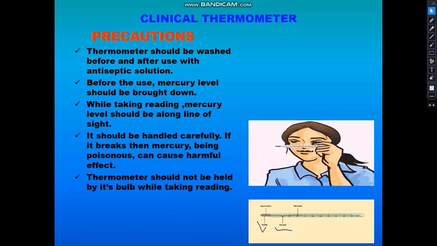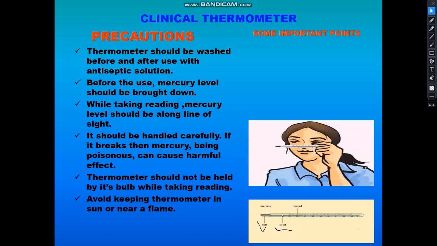The thermometer should not be held by its bulb while taking the reading. This is a very simple precaution you can understand, because if we are handling it by the bulb, then because of the temperature of the body, maybe some rise of temperature is already shown, and that will give an incorrect reading. Avoid keeping the thermometer in the sun or near a flame. It is again for the same purpose, otherwise the reading will be incorrect.